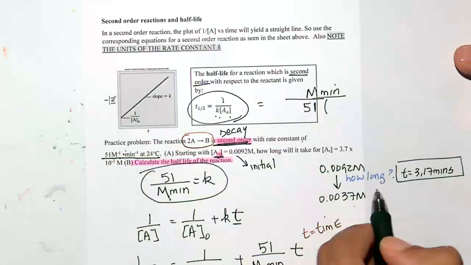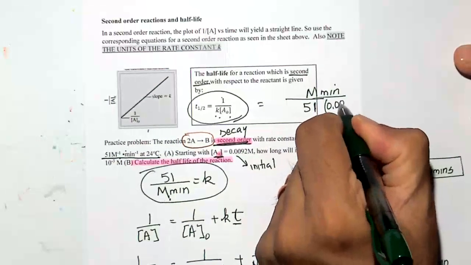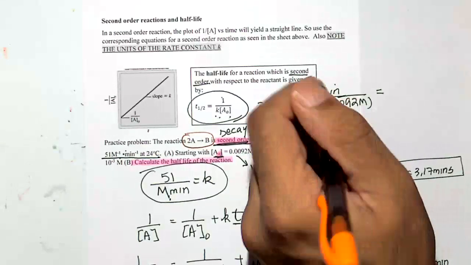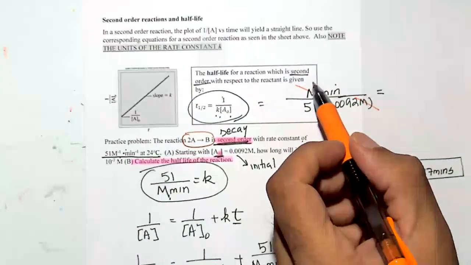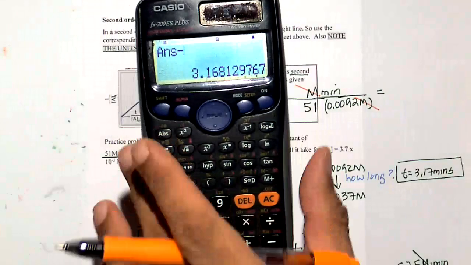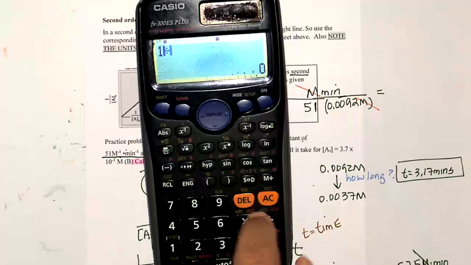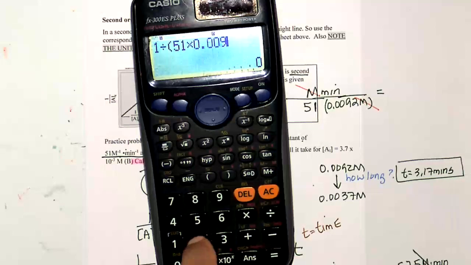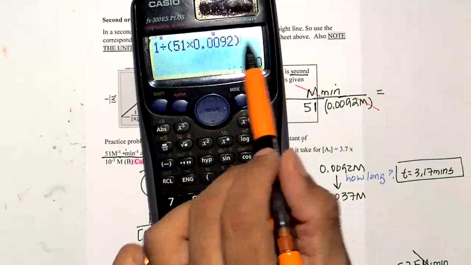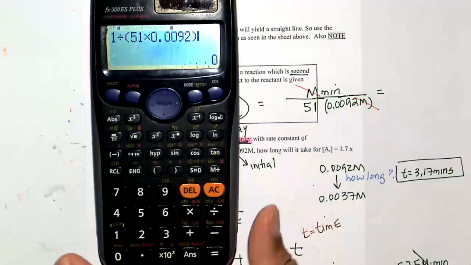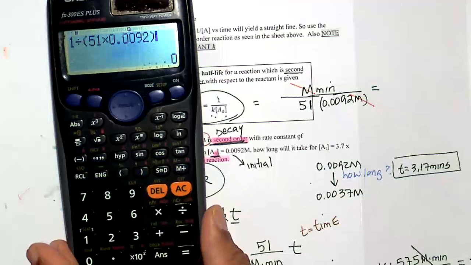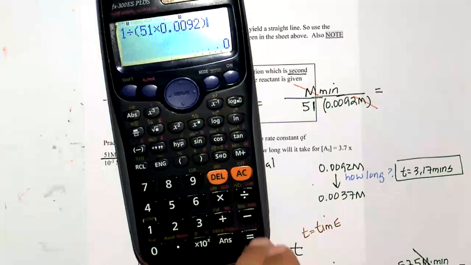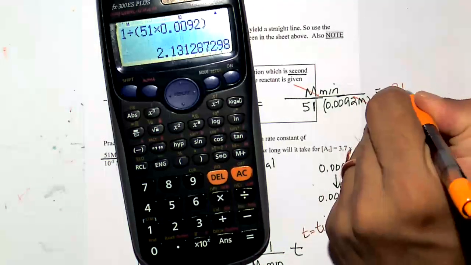Initial concentration is 0.0092 M. Minute and minutes cancel, so what's 1 divided by 51 times 0.0092? 1 divided by parentheses 51 times 0.0092. Don't forget to put it in parentheses. This whole thing is in the denominator. This is just plug and play. 2.13 minutes.